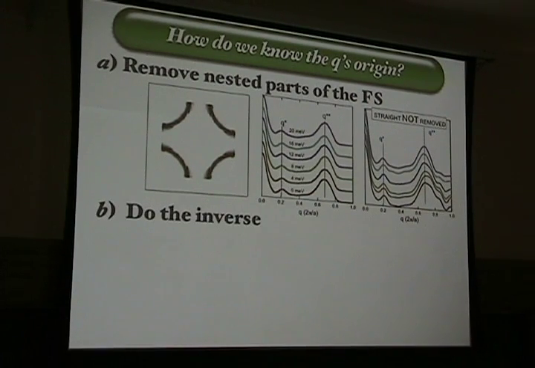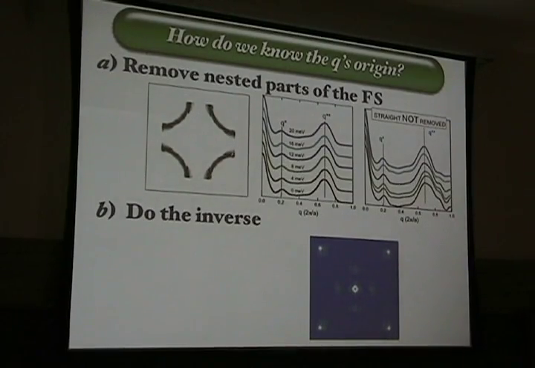So we can just do all kinds of things. We can do the inverse. We can remove this part and leave the straight parts. That doesn't look at all like the data. Right? Completely different. So it's not scattering, it's not this vector here. That doesn't do anything. Okay.